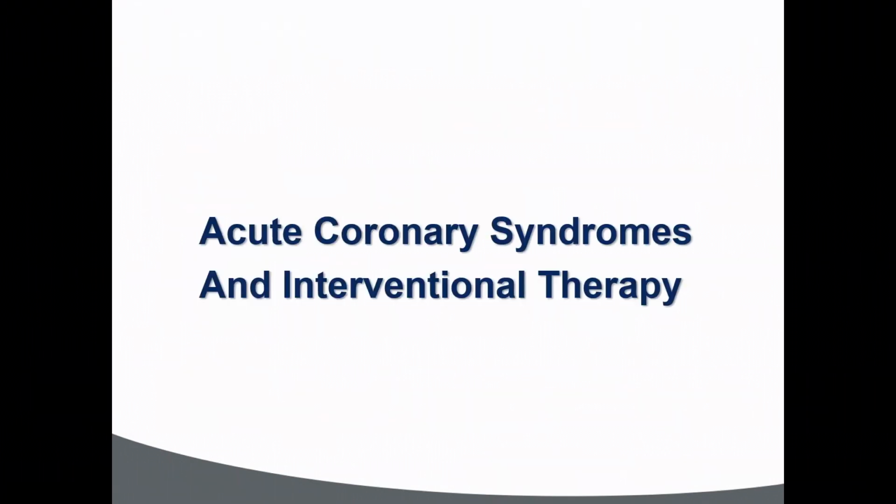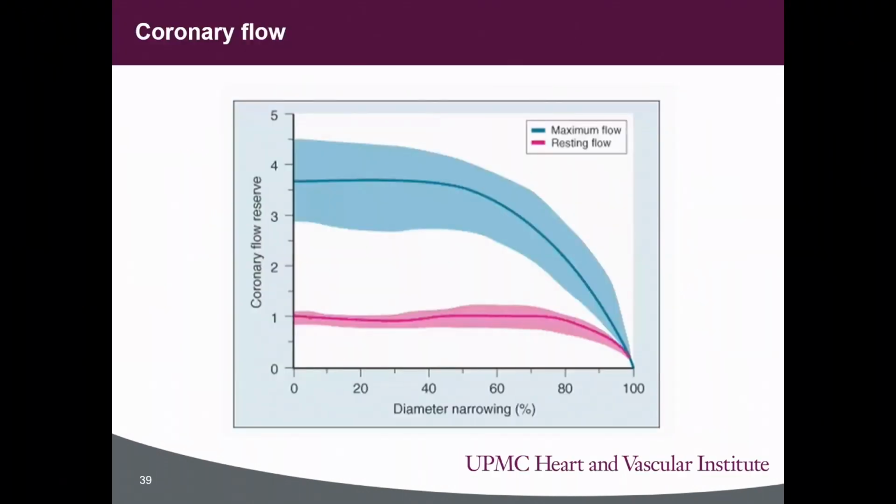So now let's shift our focus to acute coronary symptoms, and we'll talk a little bit more about interventional therapies as well for coronary artery disease. So as we look at coronary flow, we see here that you have a resting flow down at the level of 1 there, and then you have the maximal flow. And as you can see, up through a diameter narrowing of about 60% in general, it stays about the same. As that narrowing becomes more significant, you reach the 70, 80+% stenosis. Now all of a sudden your coronary flow reserve drops quite significantly.